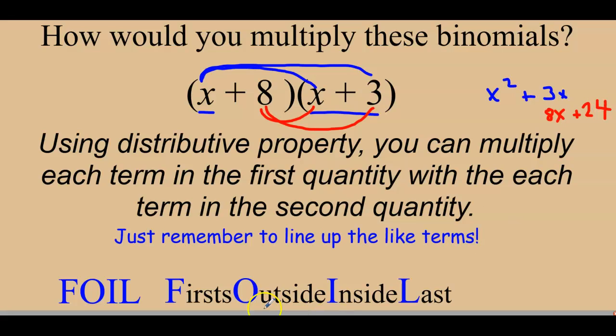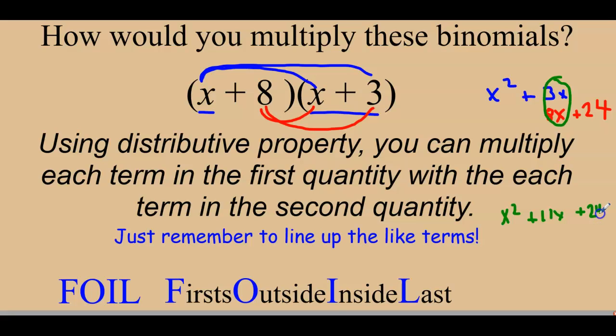Here are my like terms. So those I can add together. This one has an x squared. This one doesn't have an x at all. So when I add them all up and I gather up my like terms, my final answer is x squared plus 11x plus 24.